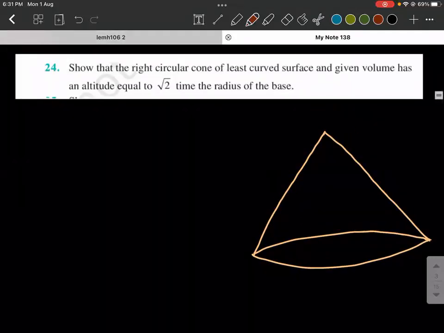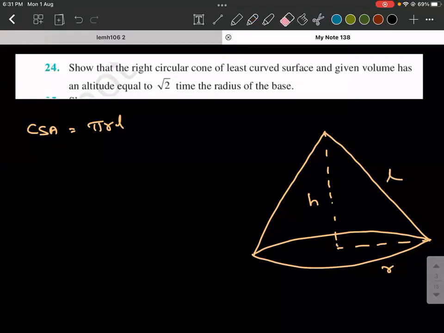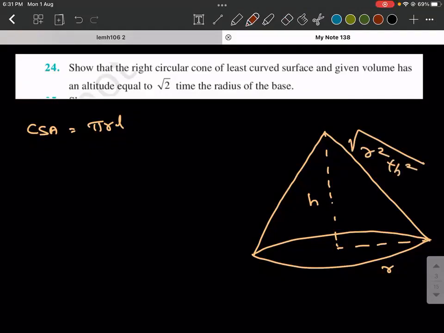Show that the right circular cone of least curved surface area and given volume has an altitude equal to root 2 times the base radius. So small r, this is capital H. Correct? So the right circular cone would have least curved surface area. When they say curved surface area, what is it? Curved surface area is πrL. But how can you write L in terms of H and R? Root of R² plus H². Volume is 1 by 3 πR²H.